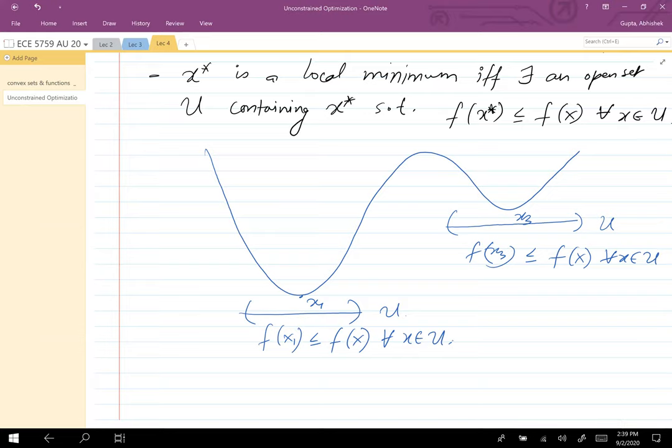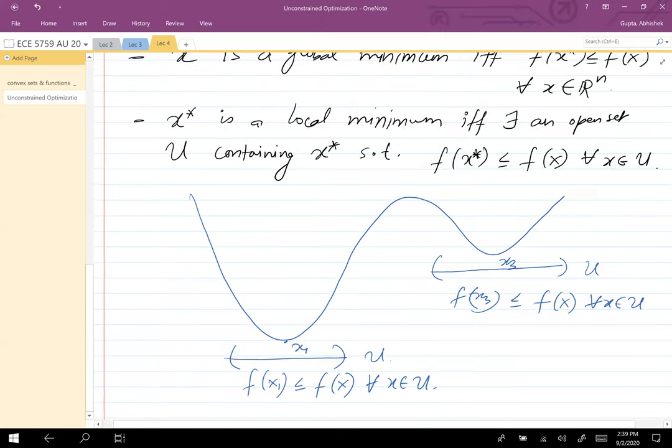Okay, so every global minimum is a local minimum, but a local minimum need not be a global minimum. Any question on these two definitions?